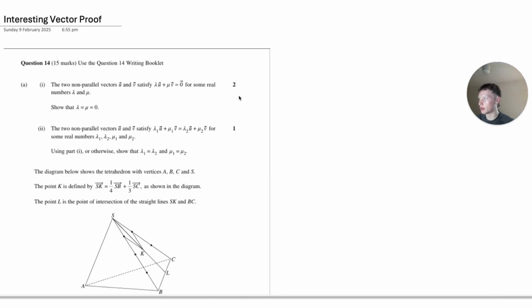So for part A, crucially, we've got two non-parallel vectors, u and v, and they satisfy the equation lambda u plus mu v equals 0. And both of these are real numbers. And so what we need to prove, and I'll just say required to prove, is that not only are lambda and mu the same value, but that they also equal 0.